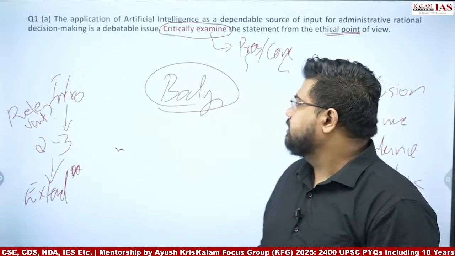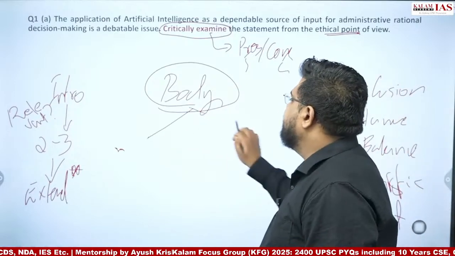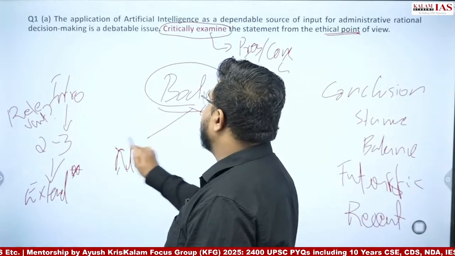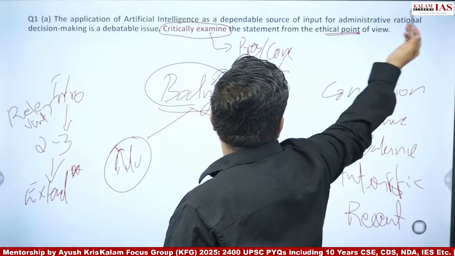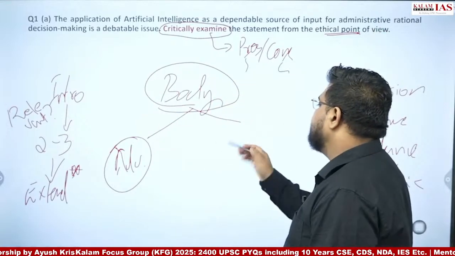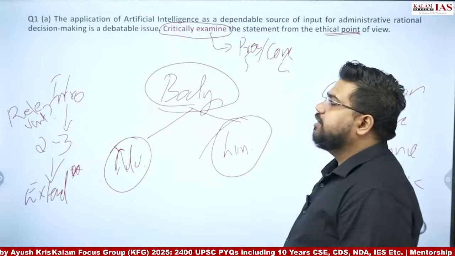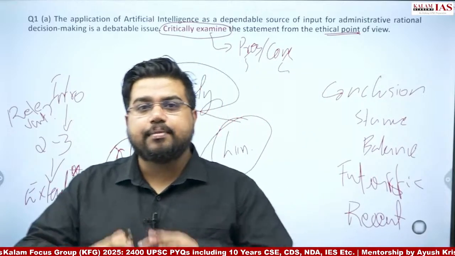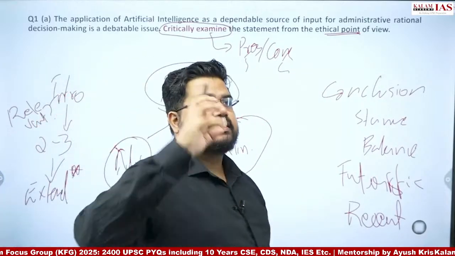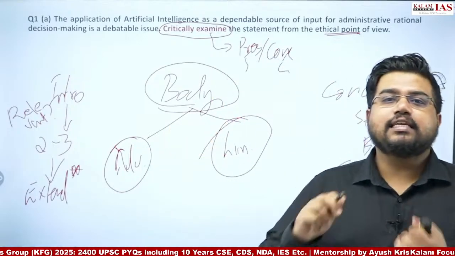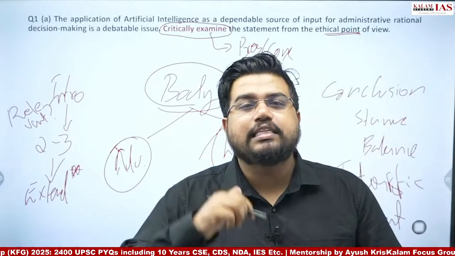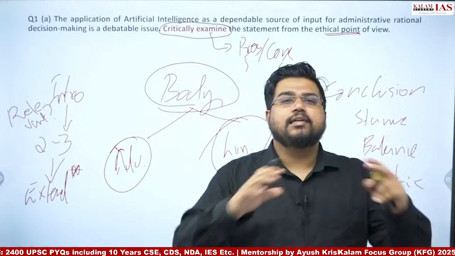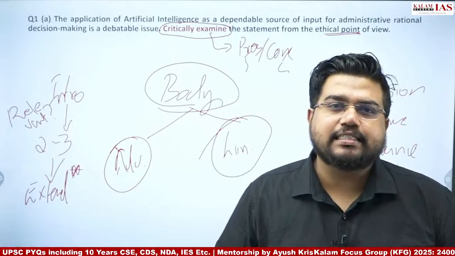Again, our main focus area should be the body, and the body should be divided into two parts in this question because it is a critically examine question. That is, advantages of using AI in this particular area, that is administrative rational decision making, and limitations of using AI in this area. Now administrative rational decision making simply means public service. In public service you can think of anything: resource management, budgeting, police, revenue, education, healthcare, judiciary. All these are applications of rational decision making in the public sector.